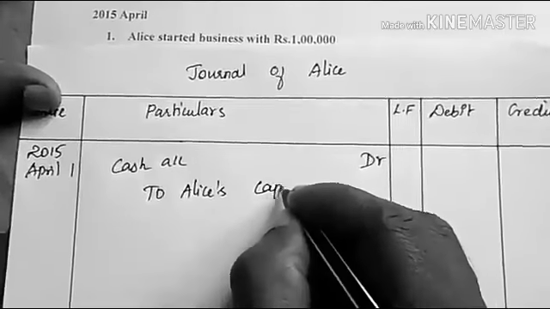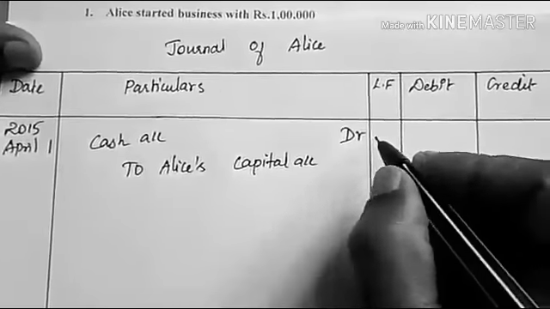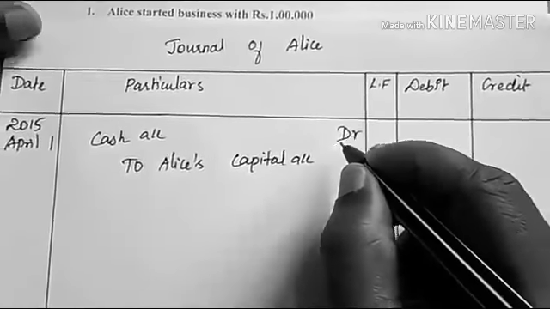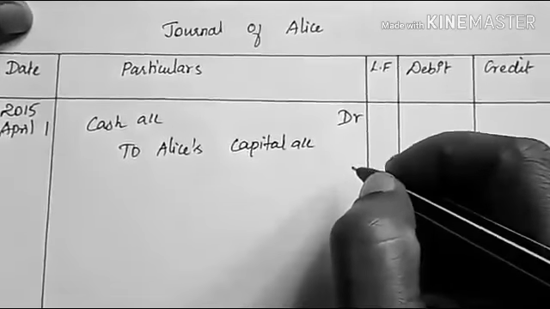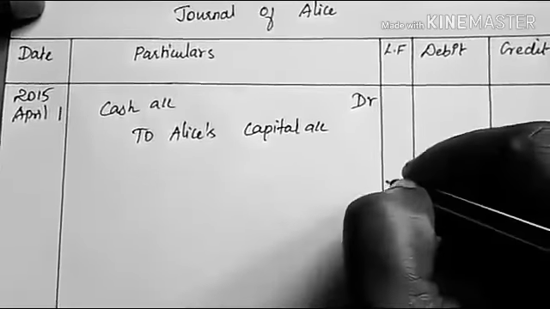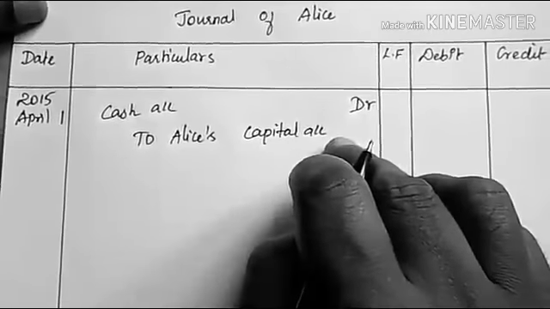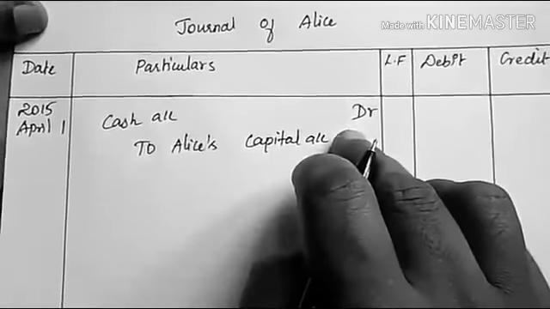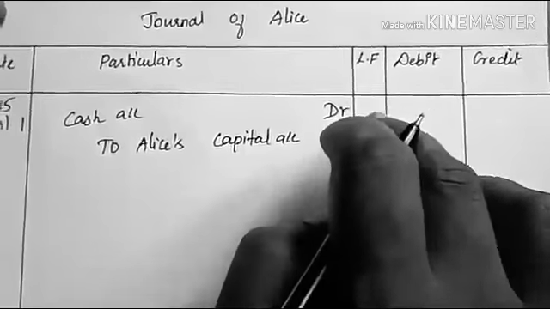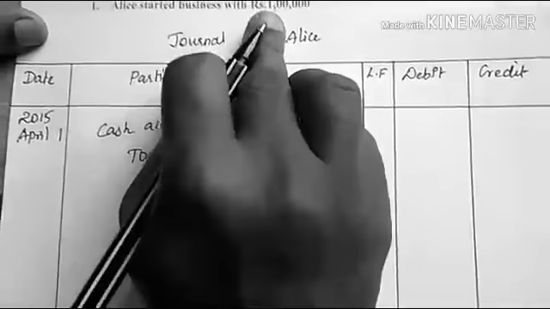Alice capital account. Ledger folio means after making the journal, you need to transfer or post each and every item in the ledger. So you can refer to the ledger number or page number in this column, but initially you need not write anything. After making the journal entry only, we post the transaction into the ledger. At that time you can write the page number or reference number for each and every transaction. So how much amount? 1 lakh rupees.